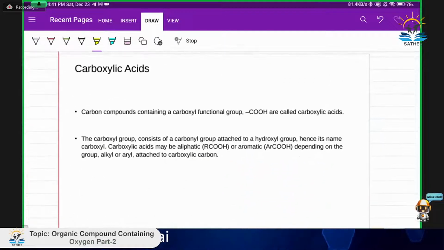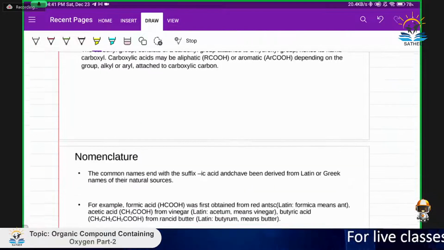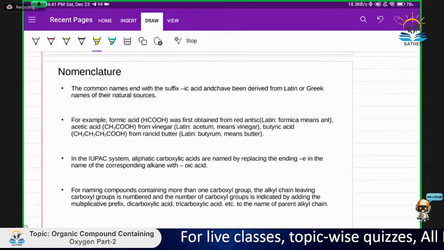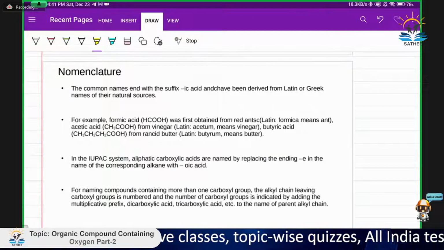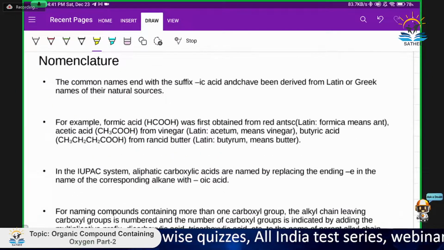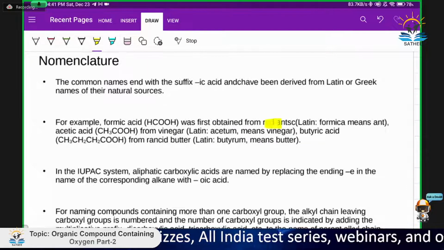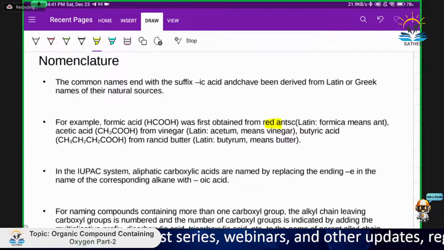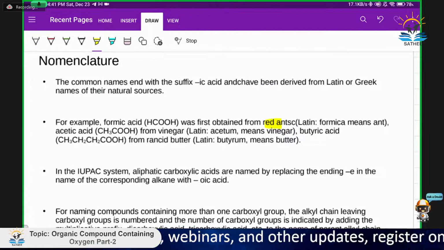Now, we will discuss carboxylic acids. We already discussed what is carboxylic acid. There will be a carbonyl group and this carbon is also attached to a hydroxy group. The nomenclature of carboxylic acid. The common names end with the suffix ic acid and have been derived from Latin or Greek name of their natural source. So many of the carboxylic acids have the common names because of the sources from which they are derived. For example, formic acid was first obtained from red ants. Red ants are known as Formica rufa. Acetic acid from vinegar. Butyric acid from rancid butter.